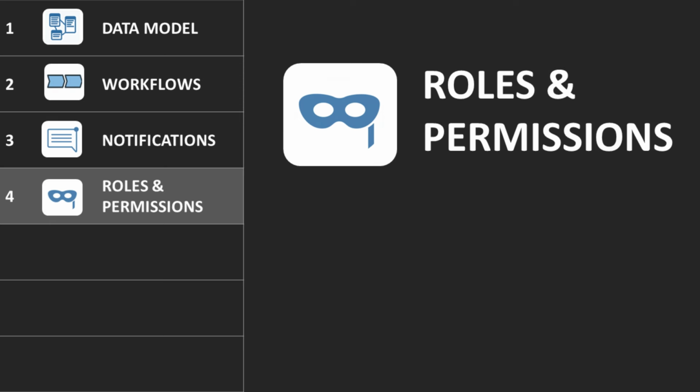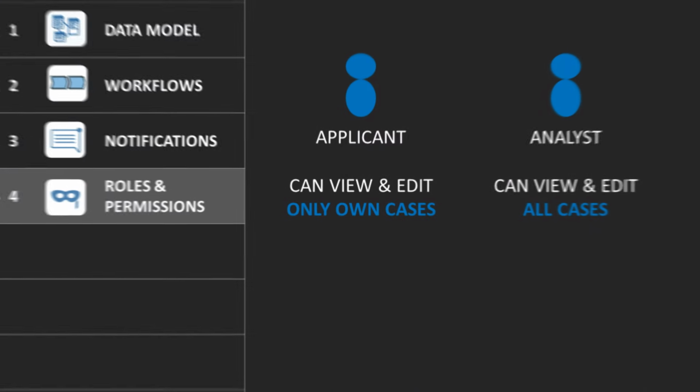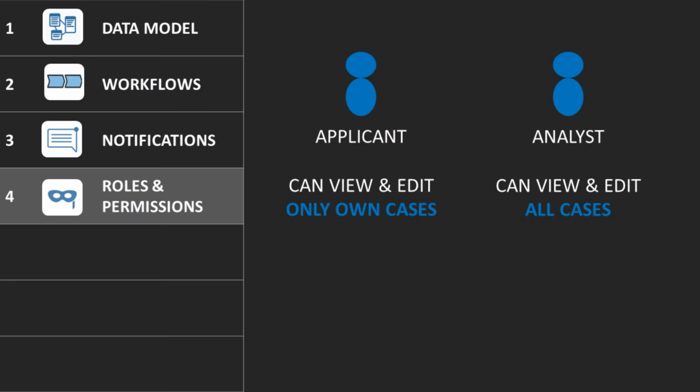Number 4. Roles and permissions. Your system or app will need to control which users can view what records and fields and what actions each user can undertake. This is typically achieved by implementing role-based access control, RBAC. The RBAC defines the key system roles and the permissions for each role. Users will then be assigned those roles depending on their business need. For example, a user with the applicant role can create a case but cannot view cases created by other users, whereas a user with the analyst role can view all cases.